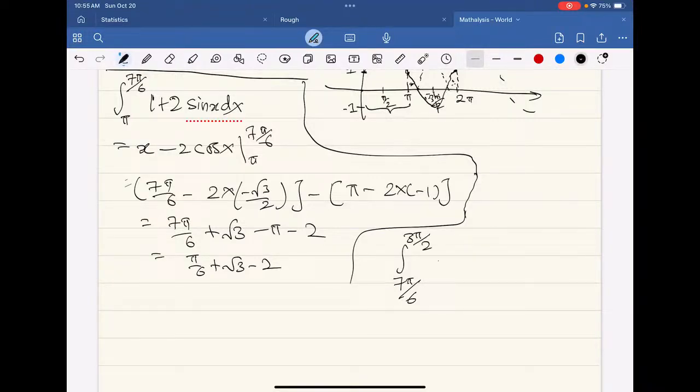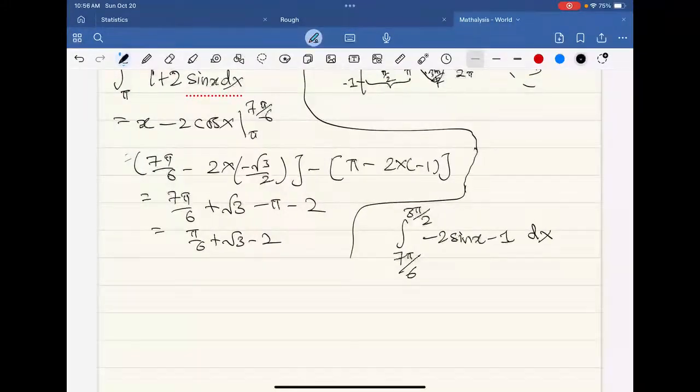And this area, now notice that we have to take the modulus of this area, right? For that we can just take minus 2 sine x minus 1 dx, or we can also just first find the area and then make the area positive. Either way works, right? Now the integral will be 2 cos x minus x, right? From 7 pi by 6 to 3 pi by 2.